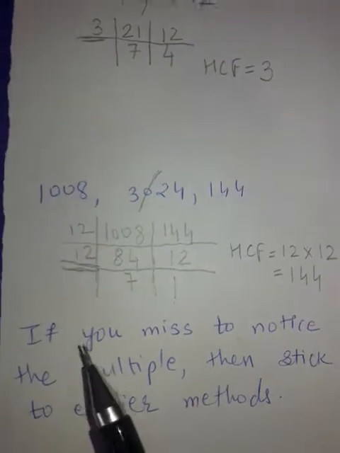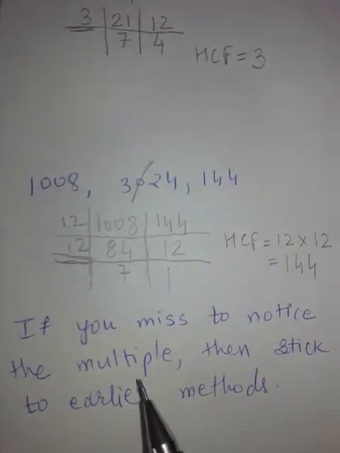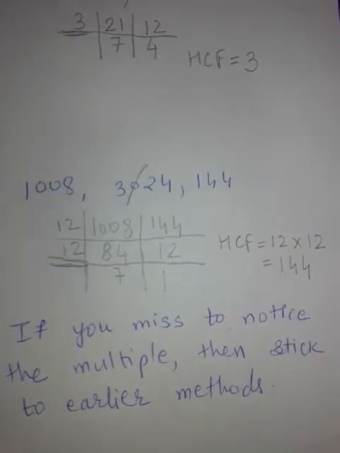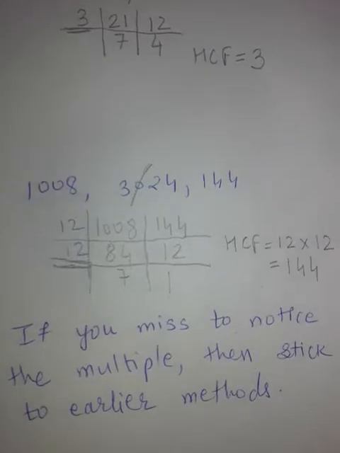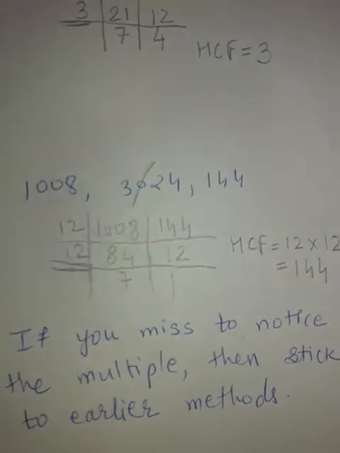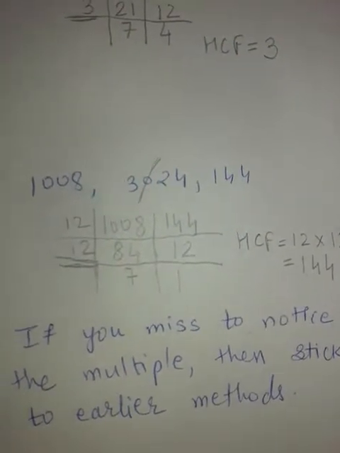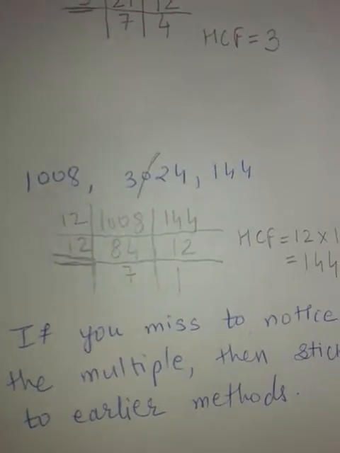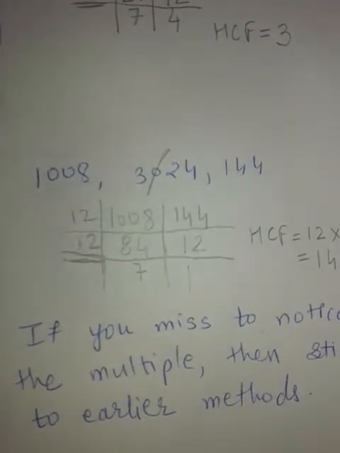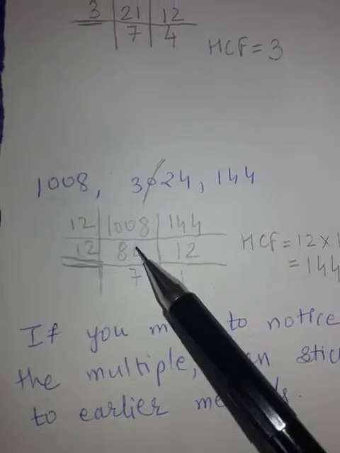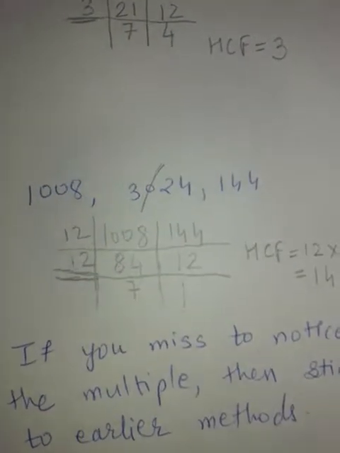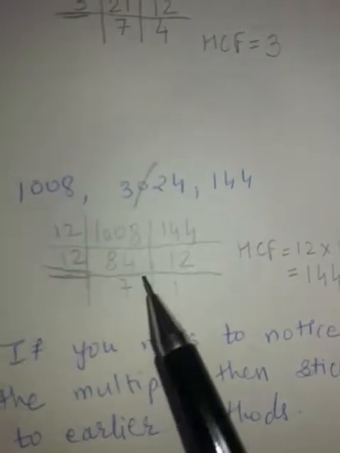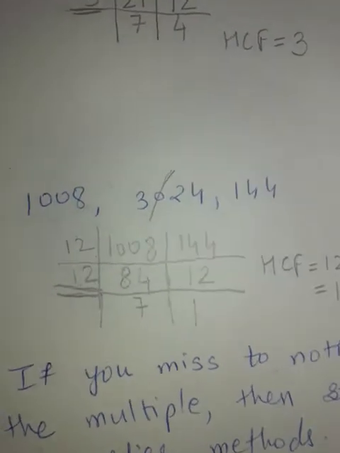Let me repeat this. If you miss noticing any multiple, then stick to the earlier methods. Even if you fail to notice any multiple, it doesn't make any difference. You can stick to our original methods and find the HCF. Copy these three numbers, try to find a common factor, stop when you get no common factor left, or you can also stick to the original method, the proper technique that we learned in part 1 and part 2. You can use that also.